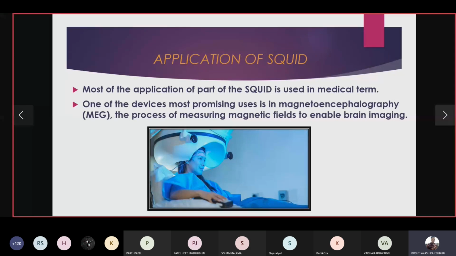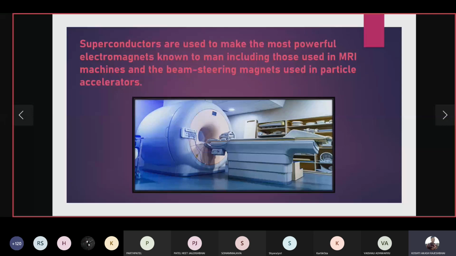Superconductors are used to make the most powerful electromagnets known, including those used in MRI machines, magnetic resonance imaging, and the beam steering magnets used in particle accelerators. Most of these superconductors are used in the medical field, and some in geological fields.